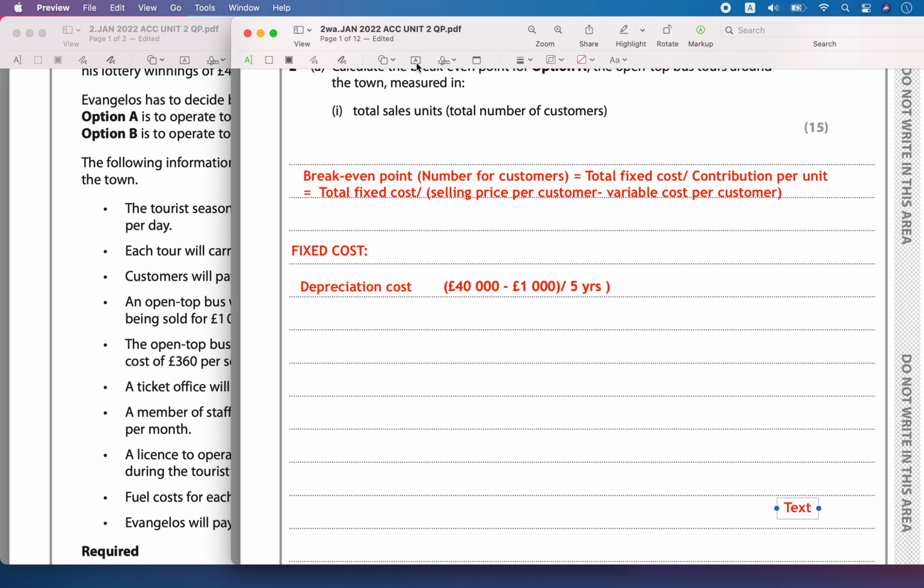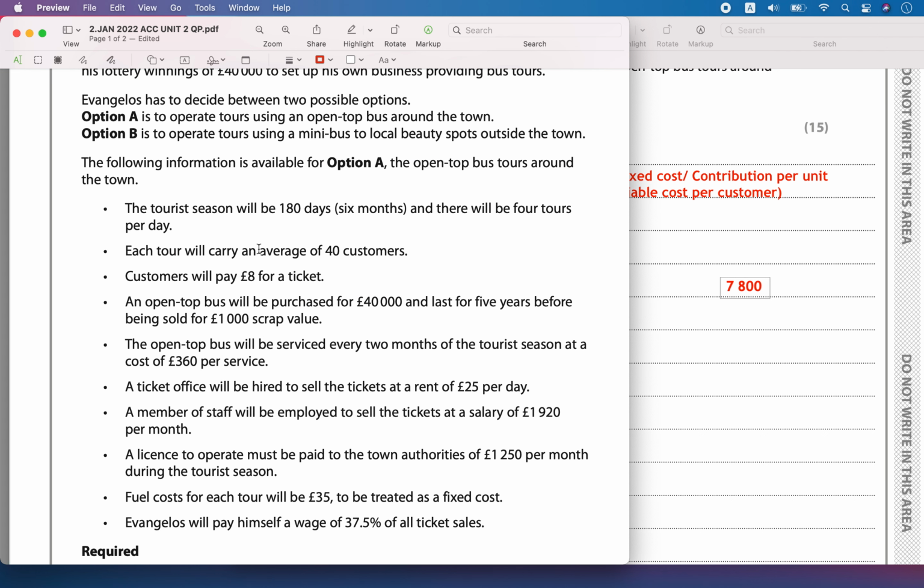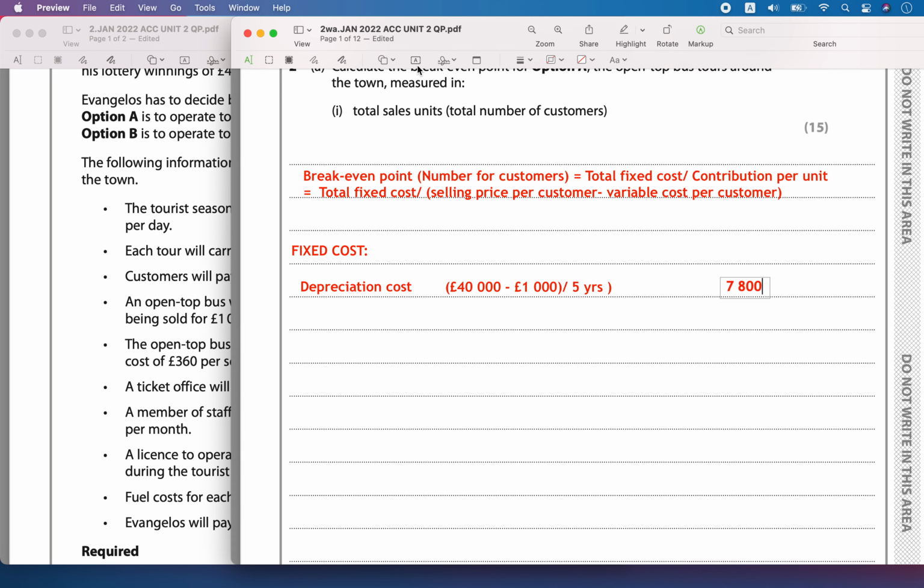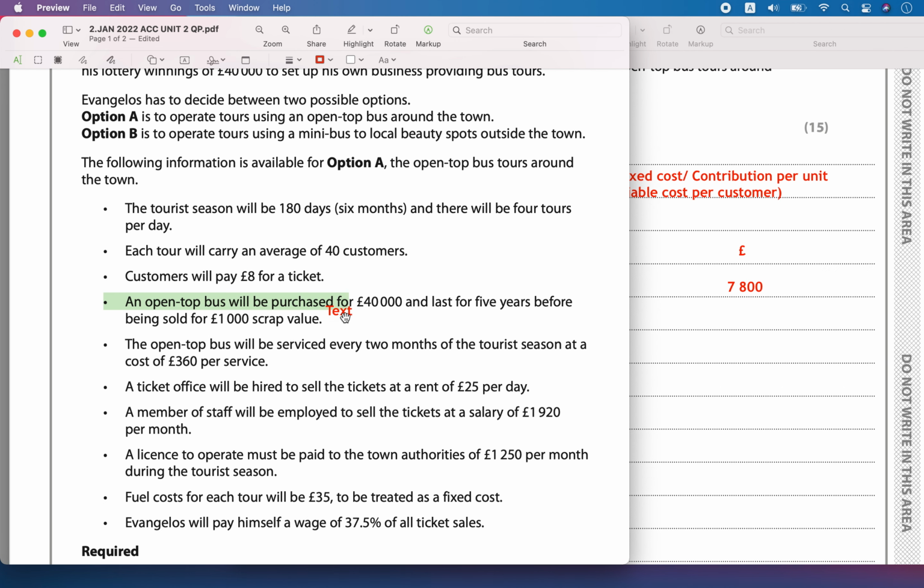So that is going to be equal to £7,800. This is a type of fixed cost because every year it will be the same cost. It's not dependent on the sales or anything.